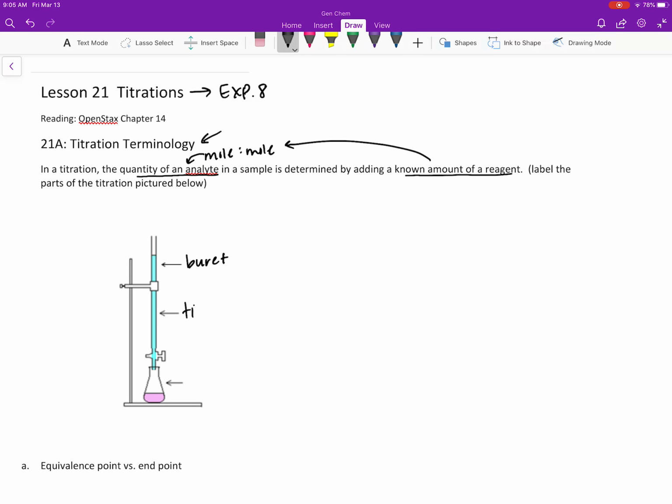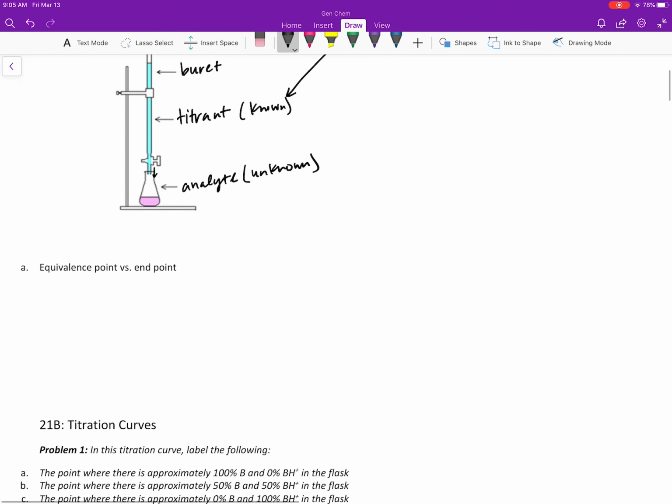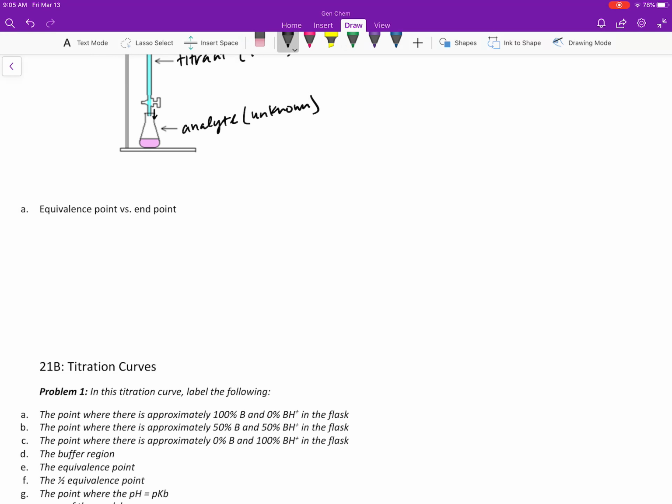The blue liquid is called the titrant. So this is what we know, the known amount. And then the pink at the bottom is called an analyte. This is our unknown. Okay, so those are the important pieces. And we're adding the titrant through the bottom of the burette into the analyte, and that is what a titration is.